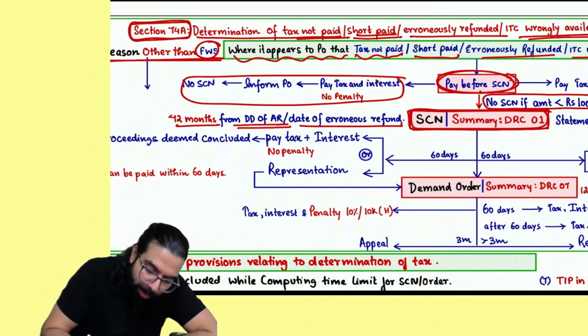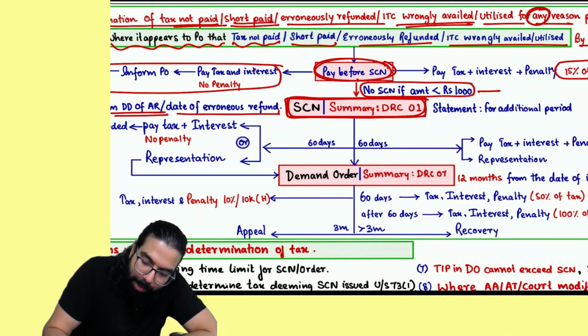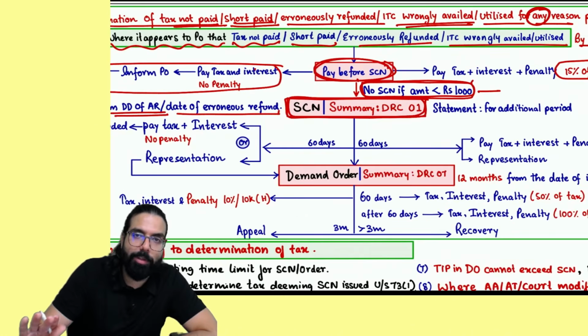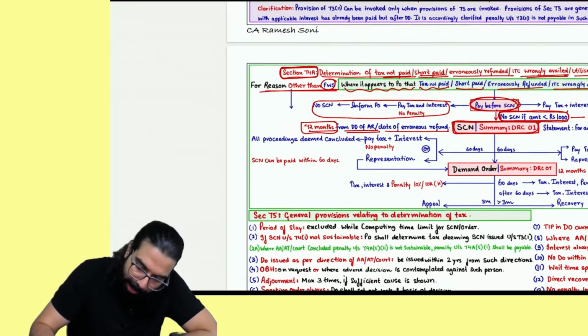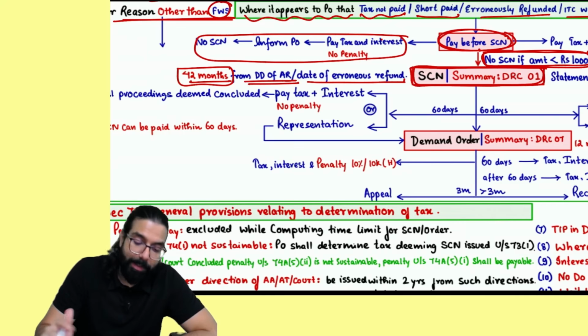Done, sir. The show cause notice time limit is changed now. Number one, no show cause notice if amount is less than 1,000 rupees. Earlier this provision was not there. Even for 1 rupee, a show cause notice would come. But now, no show cause notice if amount is less than 1,000.